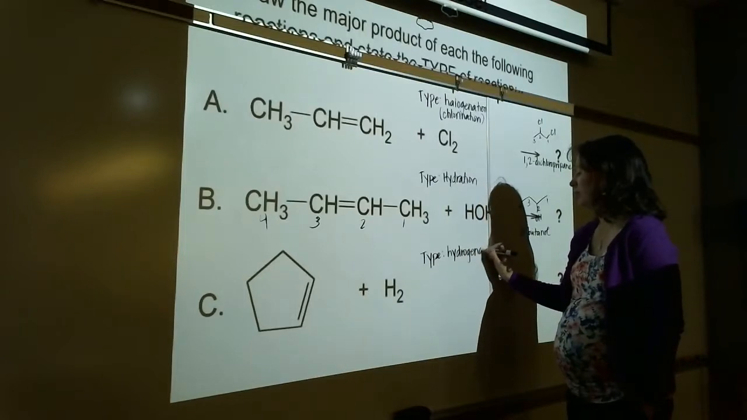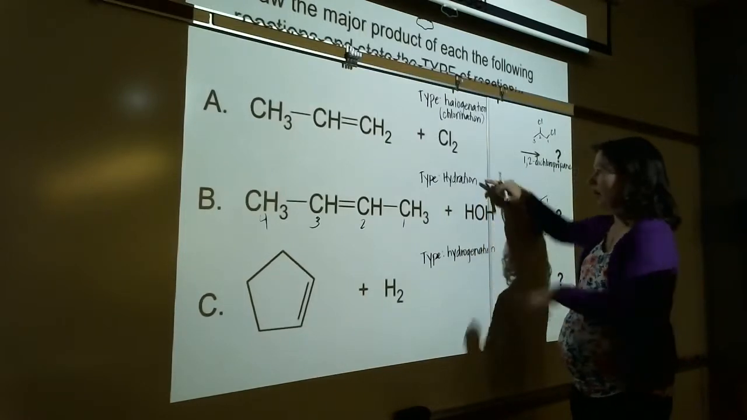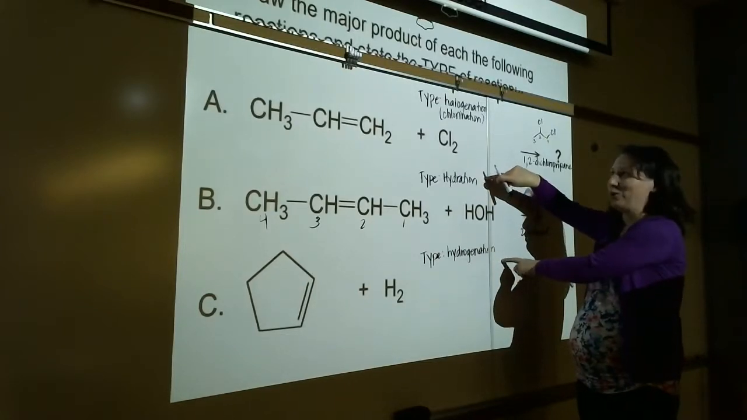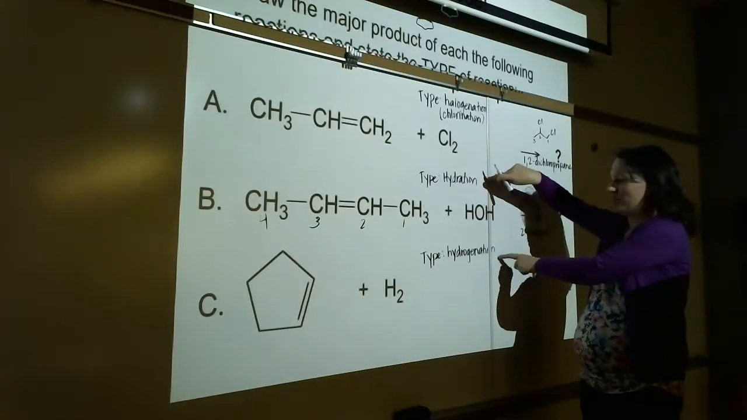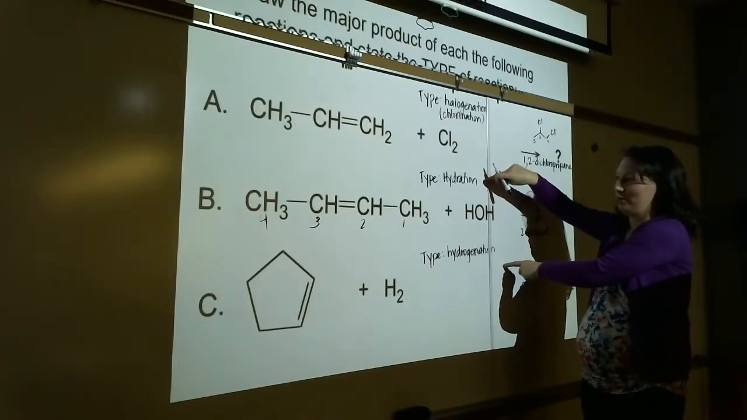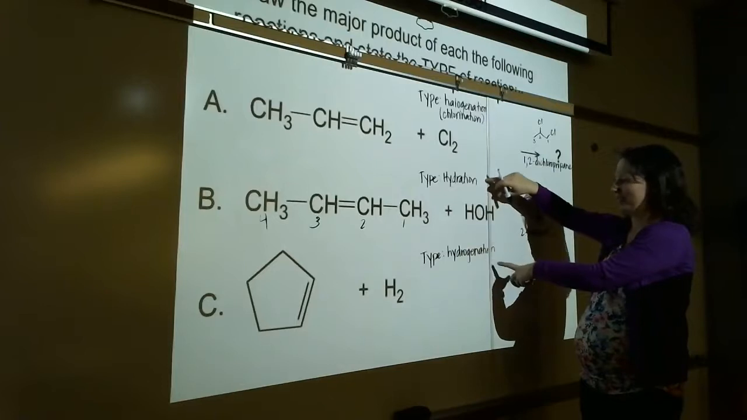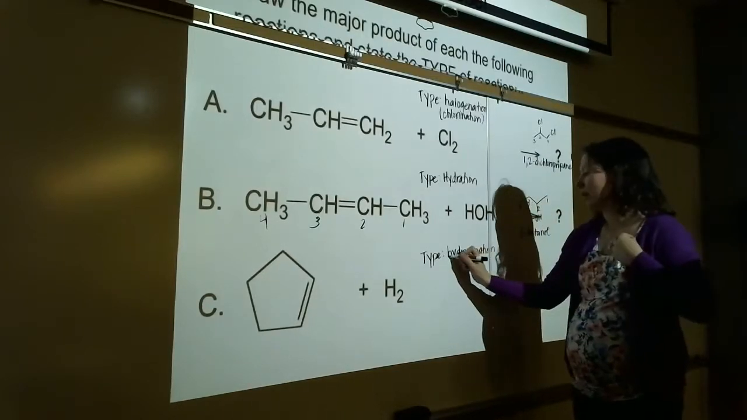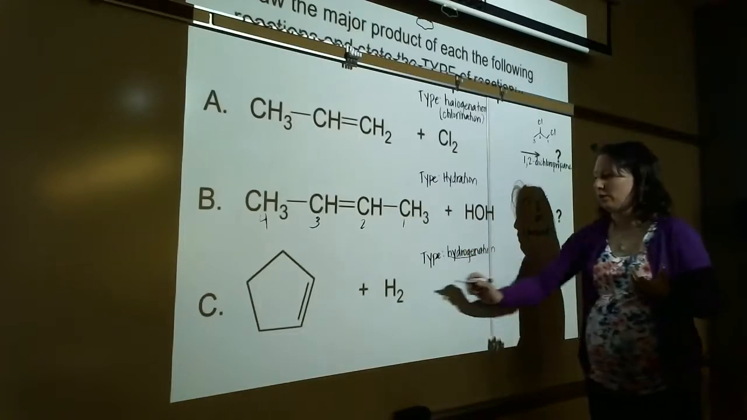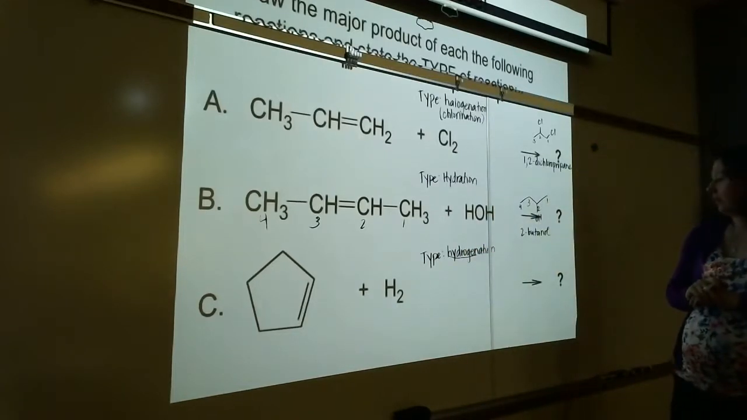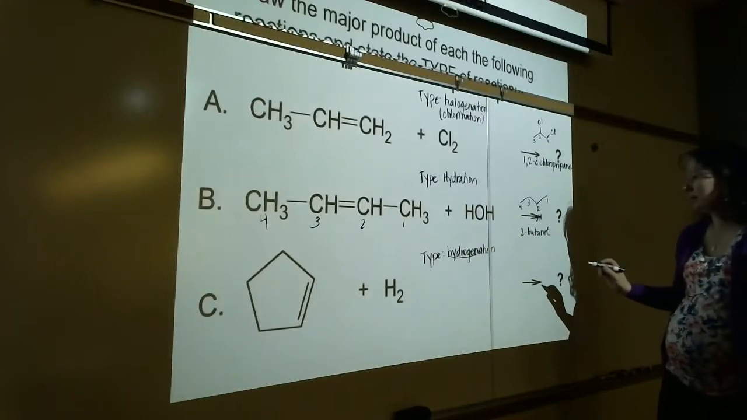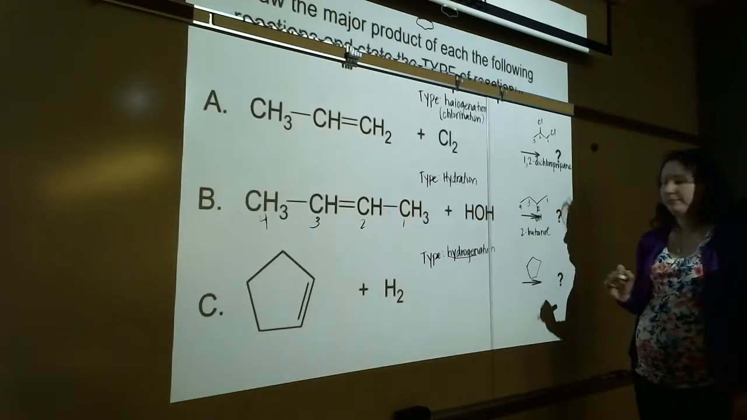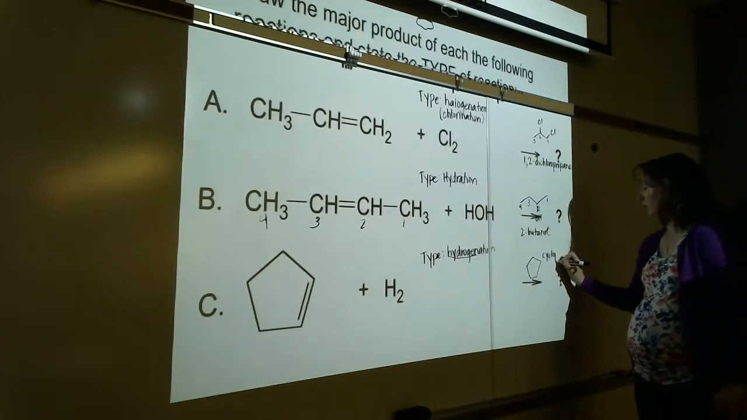The two that students confuse the most are hydration and hydrogenation, because they sound so similar, right? These are the words that students mix up the most. I'm not sure why. I think it's because they sound similar. Keep hydration and hydrogenation separate, right? Hydrogenation contains hydrogen in it, so it's a reaction with hydrogen. So what's the product going to be? That's it, right? So it's just cyclopentane.